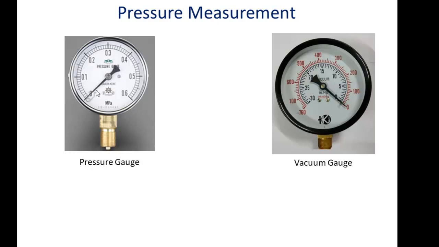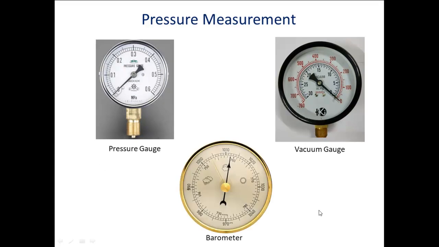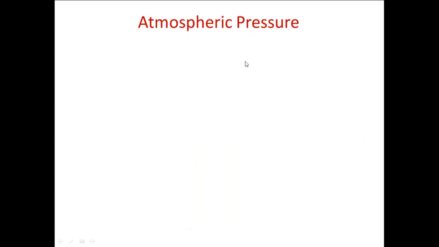In the case of a pressure gauge, the handle will move in the clockwise direction, whereas in the case of a vacuum gauge, the handle will move in the anti-clockwise direction. And we have a device called a barometer. This is used to measure the atmospheric pressure. So these are some of the pressure measuring devices.